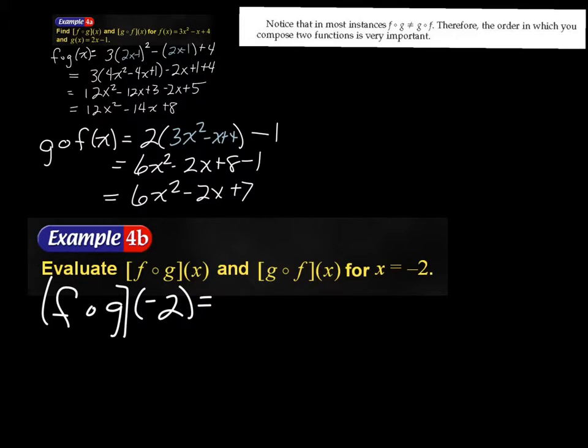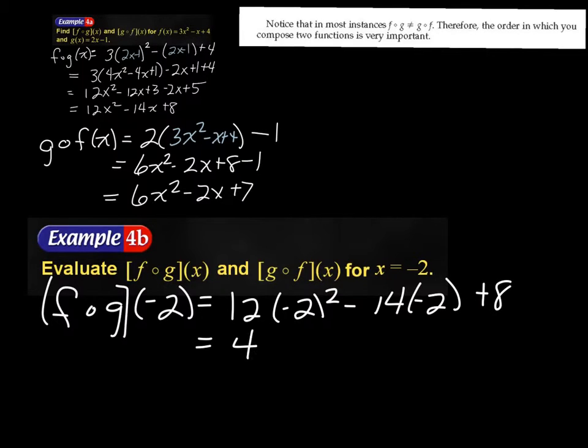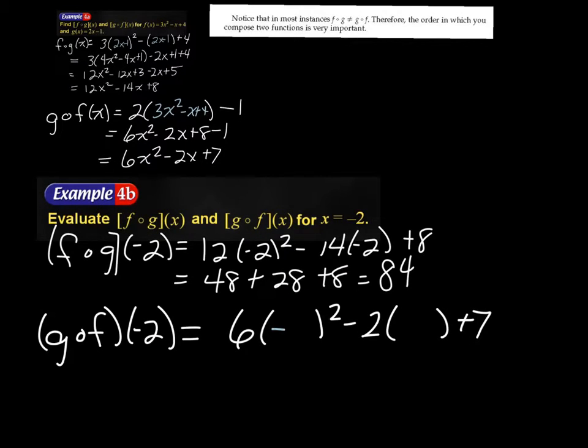Since they made us find the composition, it's no big deal to find f of g of negative 2 now. So we do 12 times negative 2 squared minus 14 times negative 2 plus 8. So 12 times 4 is 48 plus 28 plus 8 adds up to 84. Now to do g of f of negative 2, where there was an x, we're going to put a negative 2. Negative 2 squared is 4, times 6 is 24. Negative times negative is positive. 28 plus 7 is 35.